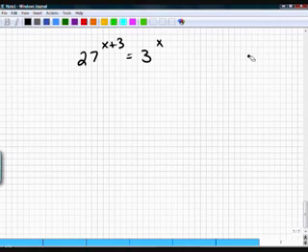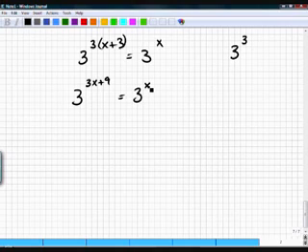Could I make them the same? Sure. 27 is the same thing as 3 to what power? 3 to the 3rd. 3 times 3 times 3 is 27. Take out the 27 and put 3 to the 3rd power. But the problem is you got 2 powers now. Put that in parentheses. A power to a power, what do you do with them? You multiply. Power raised to another power, you multiply. So 27 to this power is 3 to the 3rd to this power is 3 to the 3x plus 9 power.